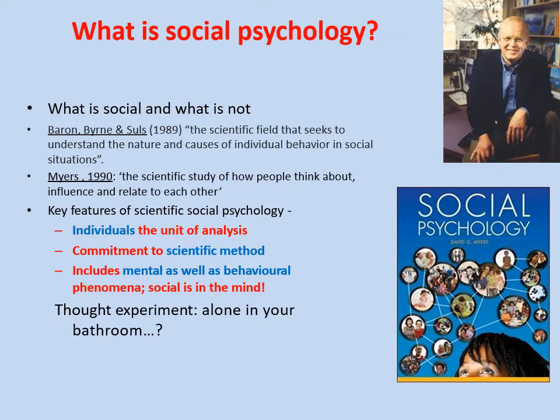And the third commonality in these definitions is that social psychology includes both mental as well as behavioral phenomena. Social behavior is not just when you actually behave in a situation where other people are present. Much social psychology deals with mental phenomena, thinking about, planning, imagining different social situations and how you're going to behave in them.